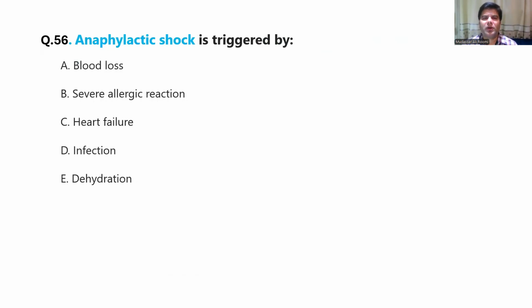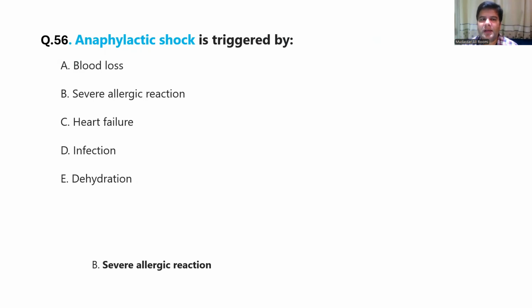Next question is, anaphylactic shock is triggered by: options are blood loss, severe allergic reaction, heart failure, infection, dehydration. And the answer is anaphylactic shock is triggered by severe allergic reaction. Actually, anaphylactic shock or anaphylaxis is systemic allergy. That's the generalized allergy for the whole body, in which case the basophils and mast cells release histamine throughout the body, which causes dilation of the blood vessels, blood pressure decreases, there is increase in capillary permeability, so there will be itching everywhere in the body, and also decrease in blood pressure and difficulty in breathing.